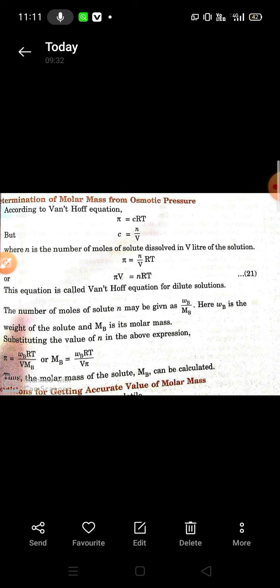Okay, and you also know n equal to WB divided by MB, that means given mass divided by molar mass. Now we put that value: pi equal to WB RT divided by V MB, and finally we will get the molar mass of the solute, that is MB. MB equal to WB into RT divided by V into pi, and then the molar mass of the solute MB can be calculated.